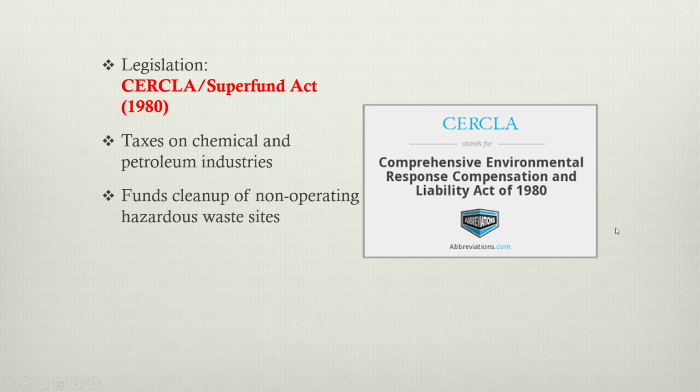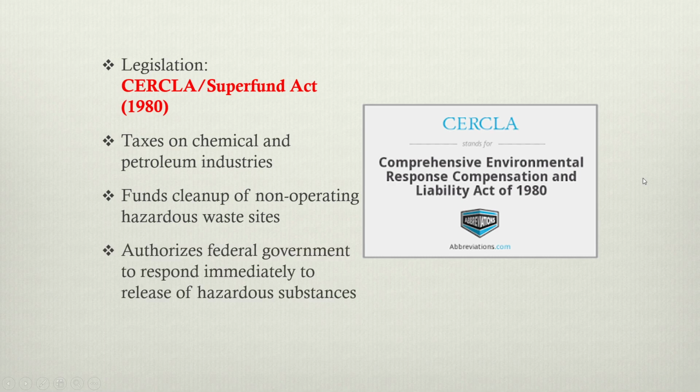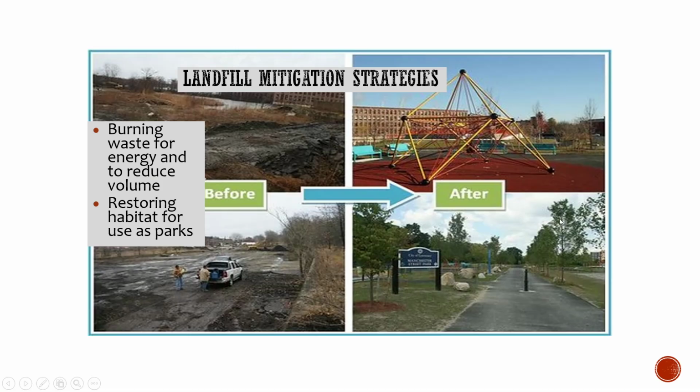So the problem here, and we'll watch a video on this in class about a case that happened in New York, where essentially there was just this huge hazardous waste area that wasn't being dealt with, and the Superfund Act kind of deals with it. It puts the EPA in charge of making sure that it is cleaned up properly. Reno has a Superfund site near the marina. Now, this authorizes the federal government to respond immediately to the release of hazardous substances.